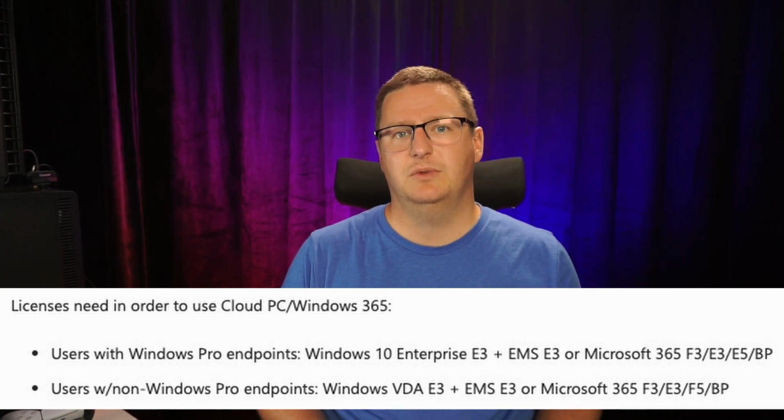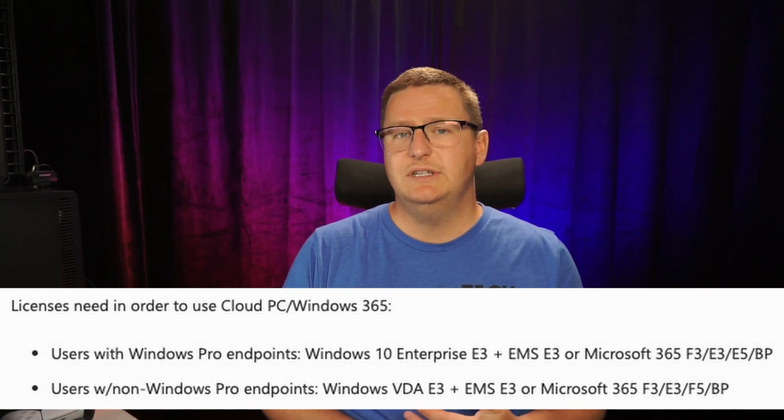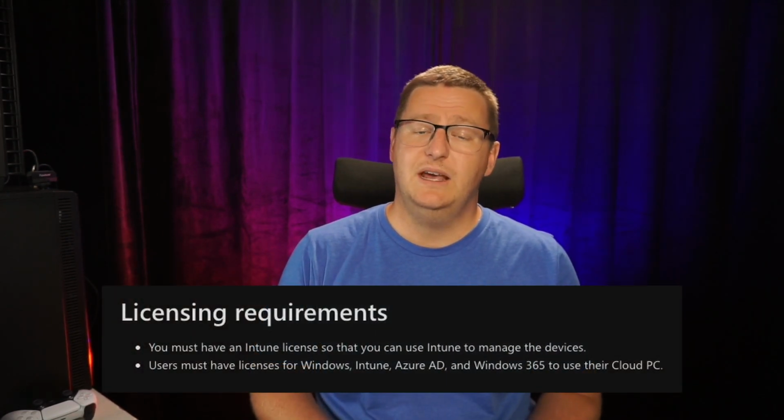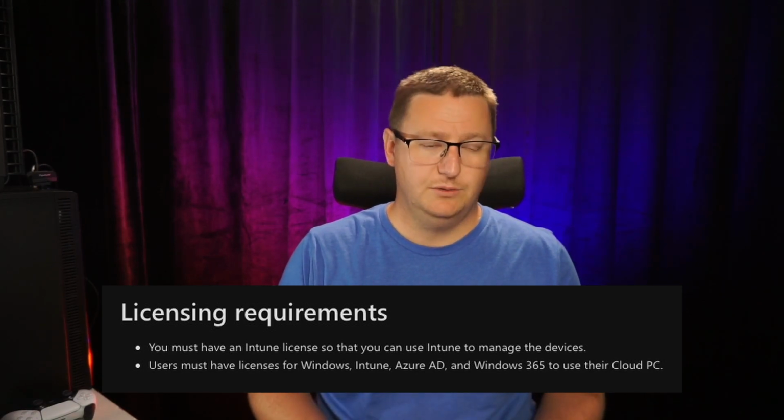Or if your users will have a non-Windows Pro endpoint, whatever that means, you can use the Windows VDI E3 license together with an EMS E3 license. Now, did you spot what all these alternatives have in common? Well, they all include Intune. That is because to use Windows 365 Enterprise, you need to have Intune supported licenses.